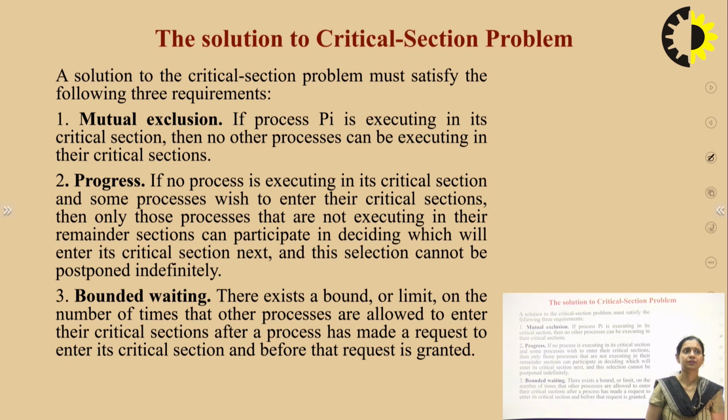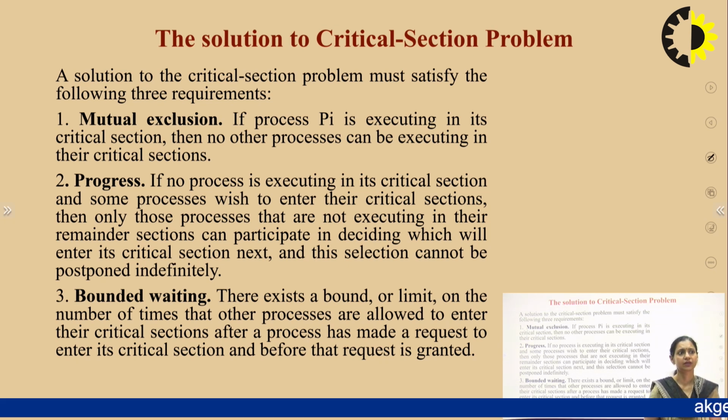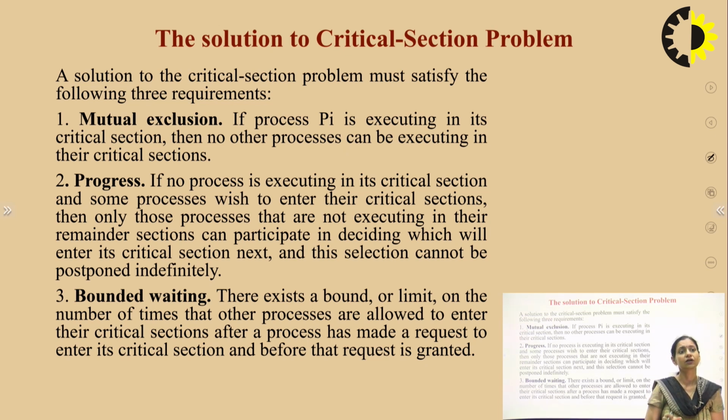Now we have multiple requirements for a solution to the critical section problem. The first is mutual exclusion, which we just discussed: no other process can be executing in its critical section, so one process at a time can enter the critical section and perform its execution. The next one is progress: if no process is executing in its critical section and some processes wish to enter, then only those processes which are not executing in their remainder section can enter the critical section and do their execution.